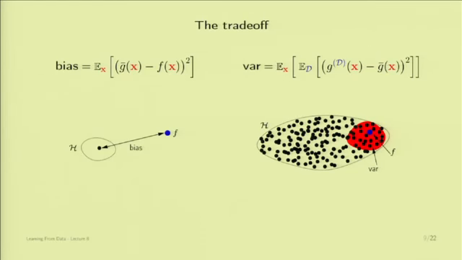So the idea here is, if I make the hypothesis set bigger, I am making the bias smaller because I'm getting it closer to f and being able to approximate it better, so the bias is diminishing. But here the variance goes up. Why does the variance go up? Because the red cloud becomes bigger and bigger.